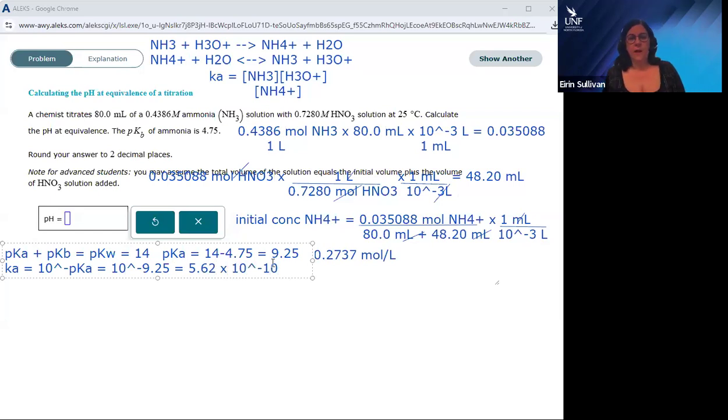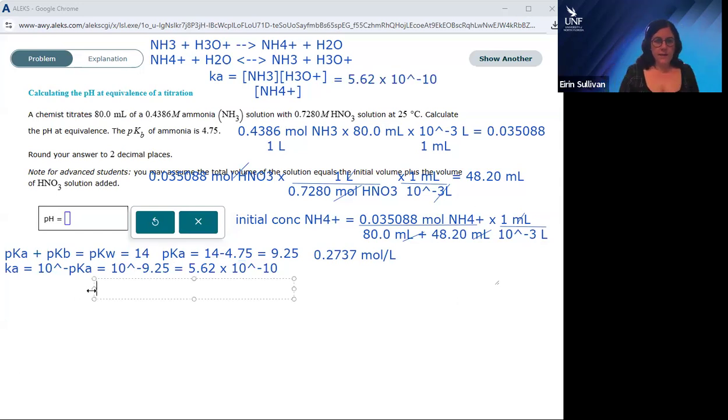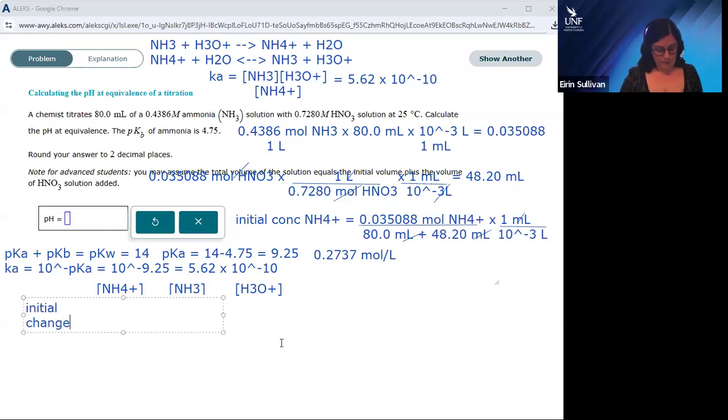This is all like last chapter stuff. So now I can stick that on my K expression, because I know I'm going to do an ICE table, and that's what I'm going to be looking at in a minute. For my ICE table, I am looking at the reaction of the weak acid ammonium with water. The products are going to be ammonia and hydronium, and that is where my pH less than 7 is coming from at the equivalence point. So we know how to do this.